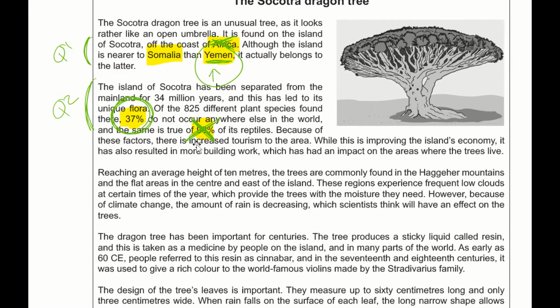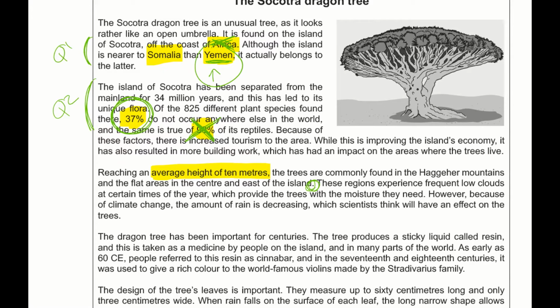Because of these factors, there is increased tourism to the area. While this is improving the island's economy, it has also resulted in more building work, which has had an impact on the areas where the trees live. Reaching an average height of 10 meters. I'm going to read to the end of the sentence. The trees are commonly found in the Haja Mountains and the flat areas in the center and east of the island.